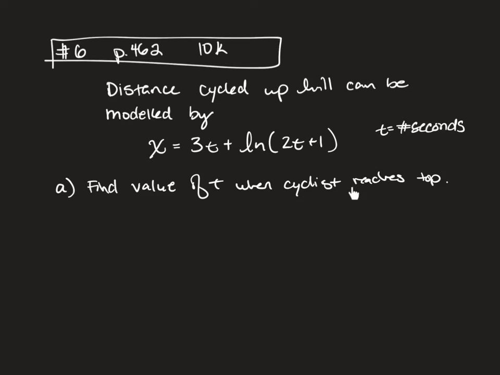First thing it says is find the value of t when the cyclist reaches the top. Important to note is in the problem, they actually tell you that the hill is 200 meters long. And so in that case, you're just looking for when the function says 200 equals 3t plus the natural log of 2t plus 1. Now, if this was a simpler function, I'd say go ahead and solve it. It's not, so use your calculator.